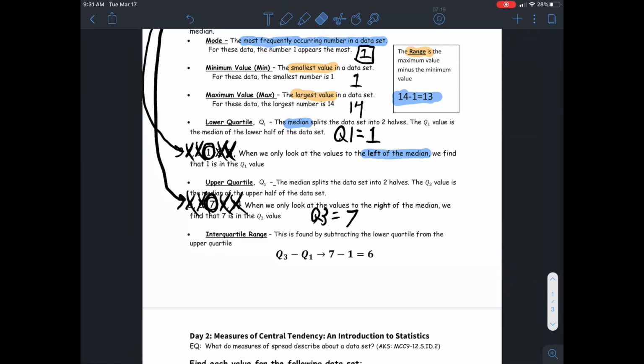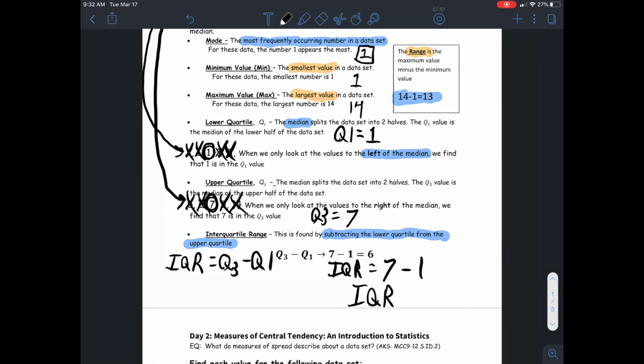And the last thing we're going to talk about today, and we touched on this yesterday, is the interquartile range. The interquartile range is found by subtracting the lower quartile from the upper quartile. So our formula would look like interquartile range, IQR, equals Q3 minus Q1. We know what our Q3 and our Q1 are. Our Q3 was 7 minus our Q1, which was 1. So the IQR of our data set is 6.